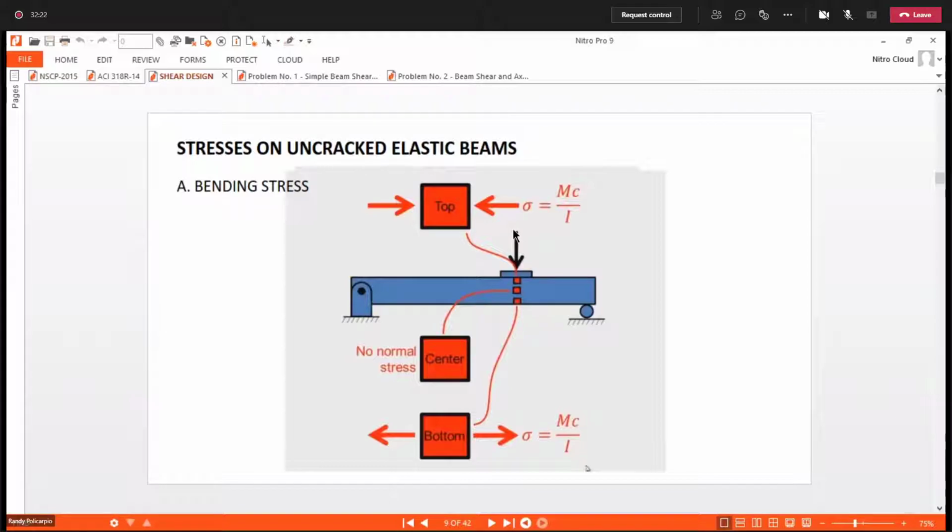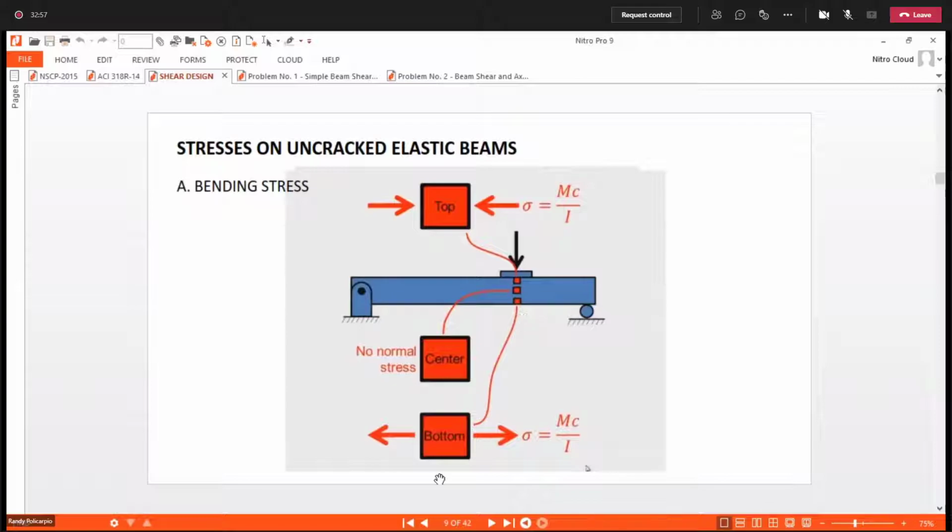So MC over I. The moment M is actually the moment at this point, meaning you will use your moment diagram at this particular point. And then your C is the distance from the extreme compressive fiber up to the neutral axis. And I represents the moment of inertia with respect to the neutral axis. So that is what this means.